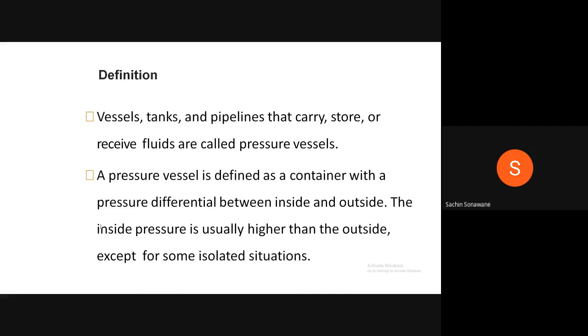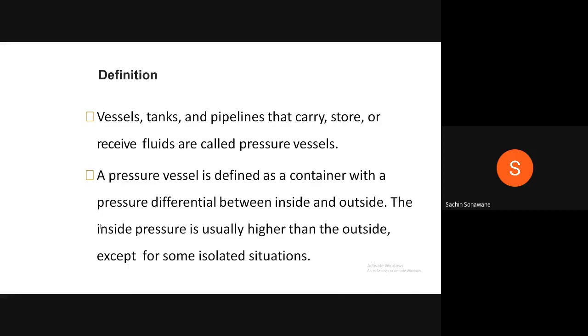If you have seen the dairy industry or sugar industry, in the case of the sugar industry, the juice from the sugar cane is stored in a crystallizer or economizer. Different instruments are there in the sugar industry. All these are used to store that juice of the sugar cane, and that is under pressure. Therefore, they are also called pressure vessels.